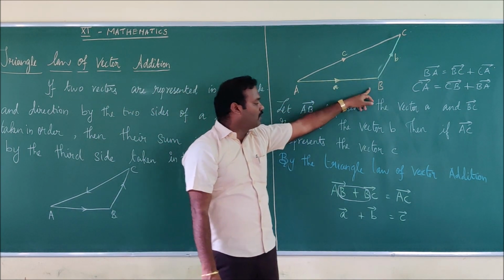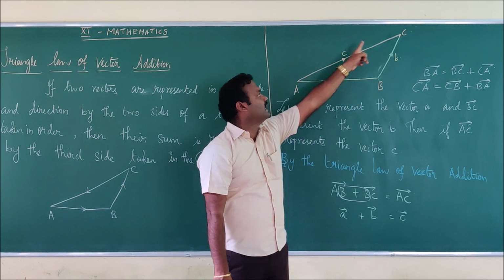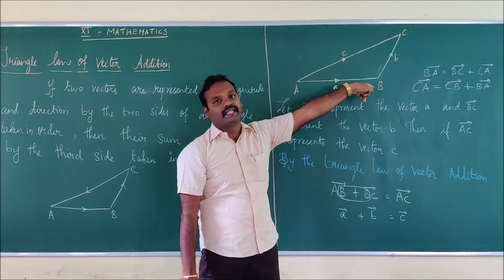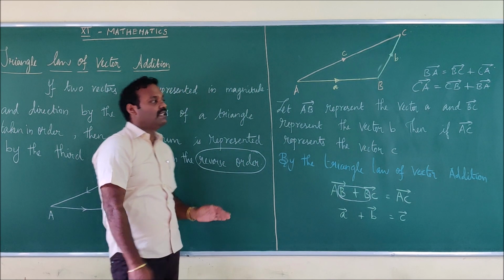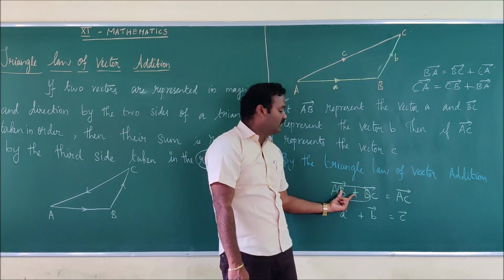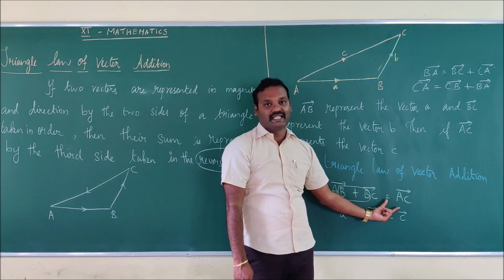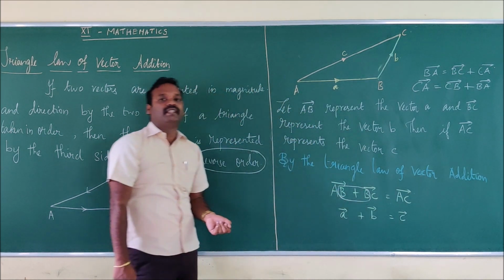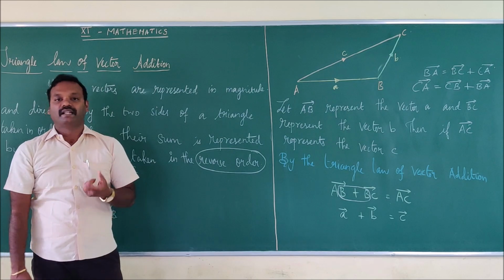If you want to find the AB vector, it is the AC vector plus CB vector. Like that you can write any number of results. You have to know the expansion and also the simplified form of this vector. Next we are going to see the parallelogram law of vector addition.